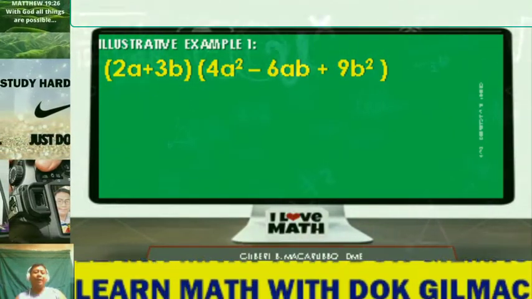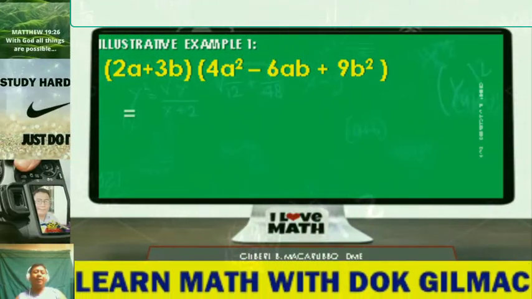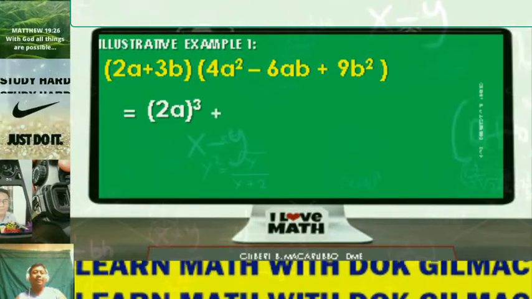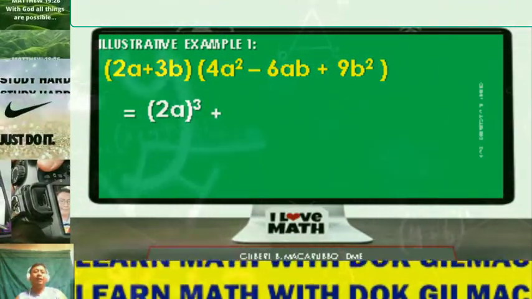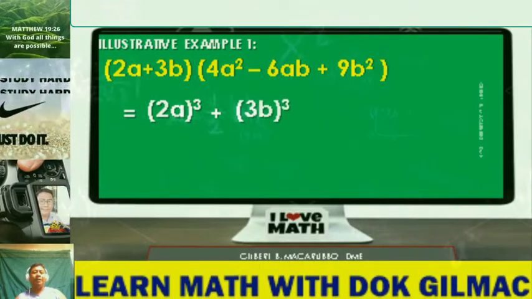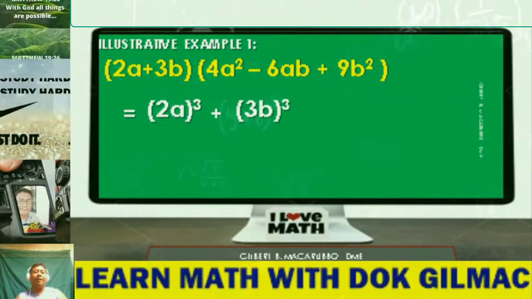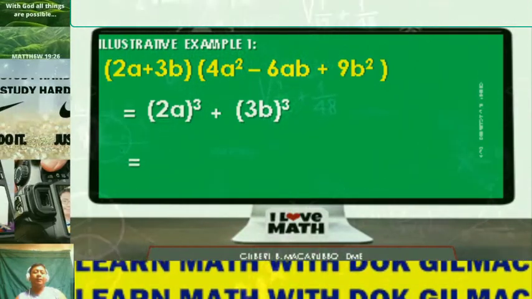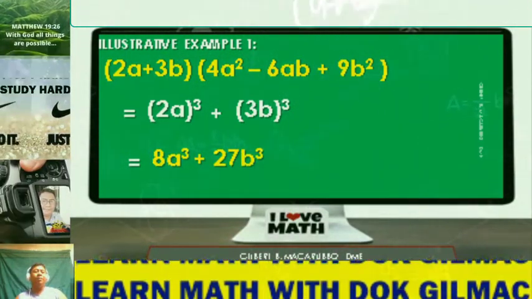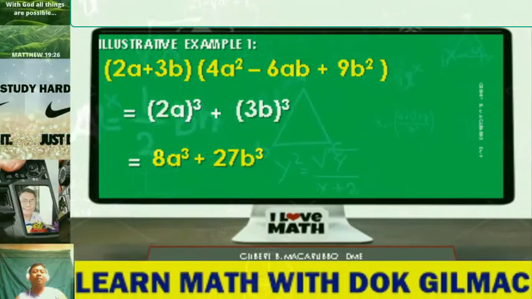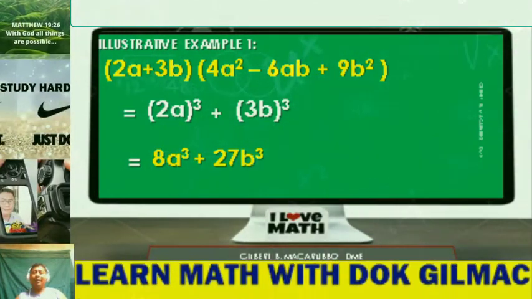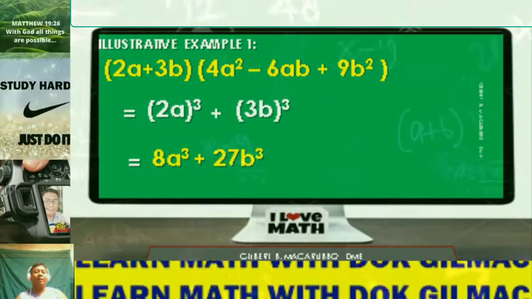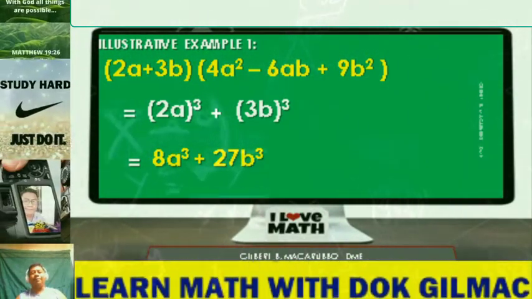So therefore, the product is simply the cube of the first term, 2a, plus the cube of the second term, 3b. Simplifying further, the product is simply equal to 8a cubed plus 27b cubed. That's how simple to determine the product of a binomial and a trinomial.